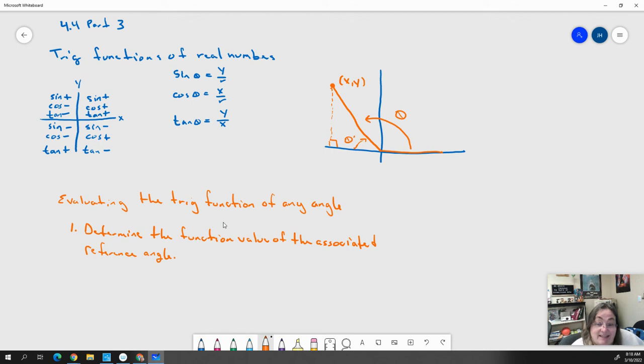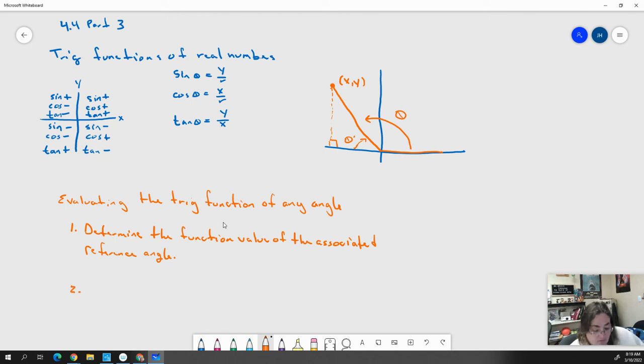Right? That's theta prime right here. Theta with the little line above it means theta prime, right? So the first thing we want to do is find out what that reference angle is. This is our original angle that they're giving us, this theta right here. We want to find the function value of the reference angle.